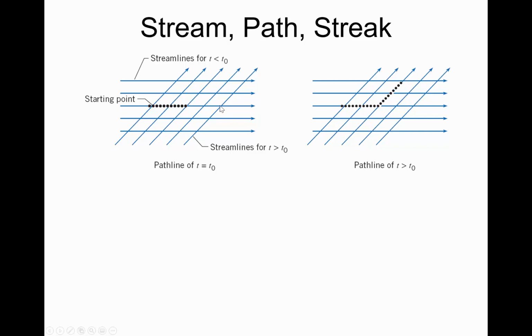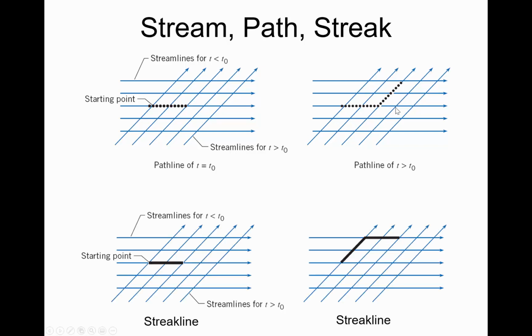And so the blue lines are the streamlines, and it's kind of a pity that they drew them on top of each other, but you know, the illustration is what it is. It's flowing to the right before this instant in time, and then upward and to the right after. And so you can see what the path line shows you. This is the path line.